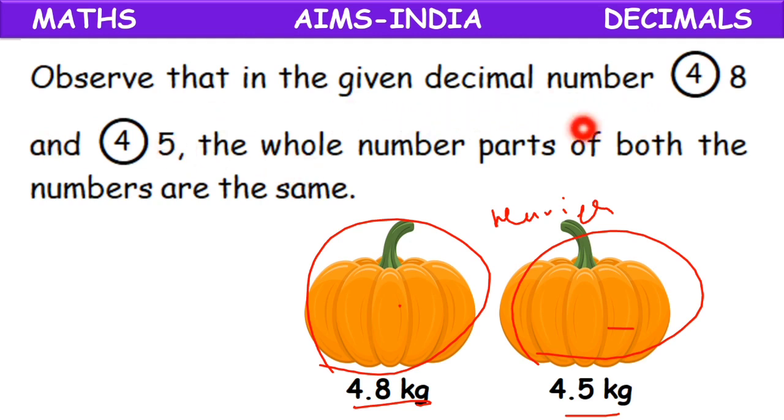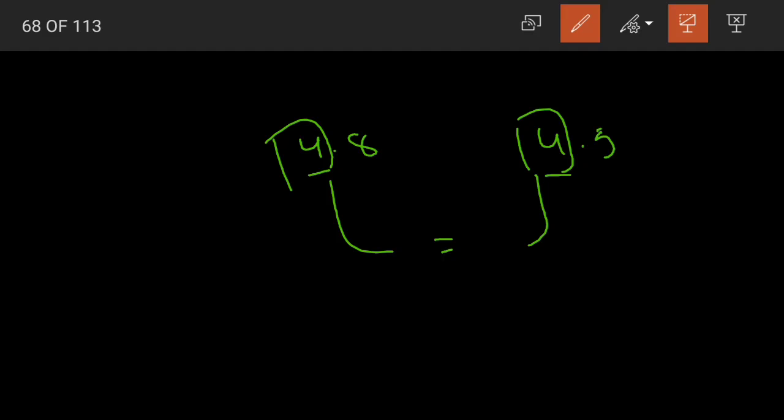Observe that in the given decimal numbers 4.8 and 4.5, the whole number parts of both the numbers are the same. 4.8 and 4.5. What is the whole number part for this? 4. 4 is the whole number part for both the given decimals. That means the whole number part for both the given decimals is the same. It is nothing but our 4 here.